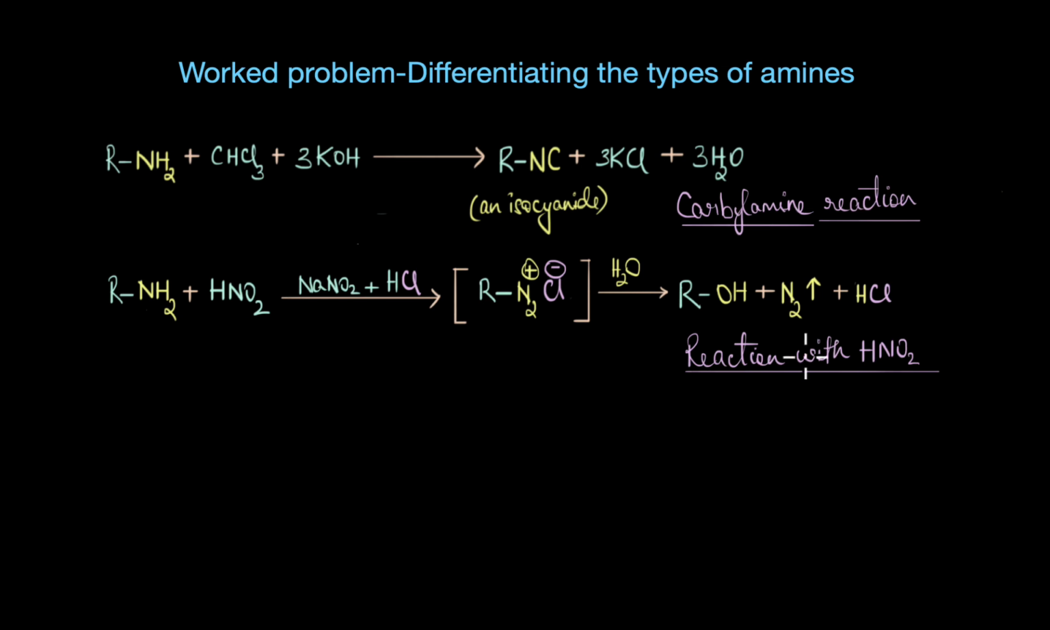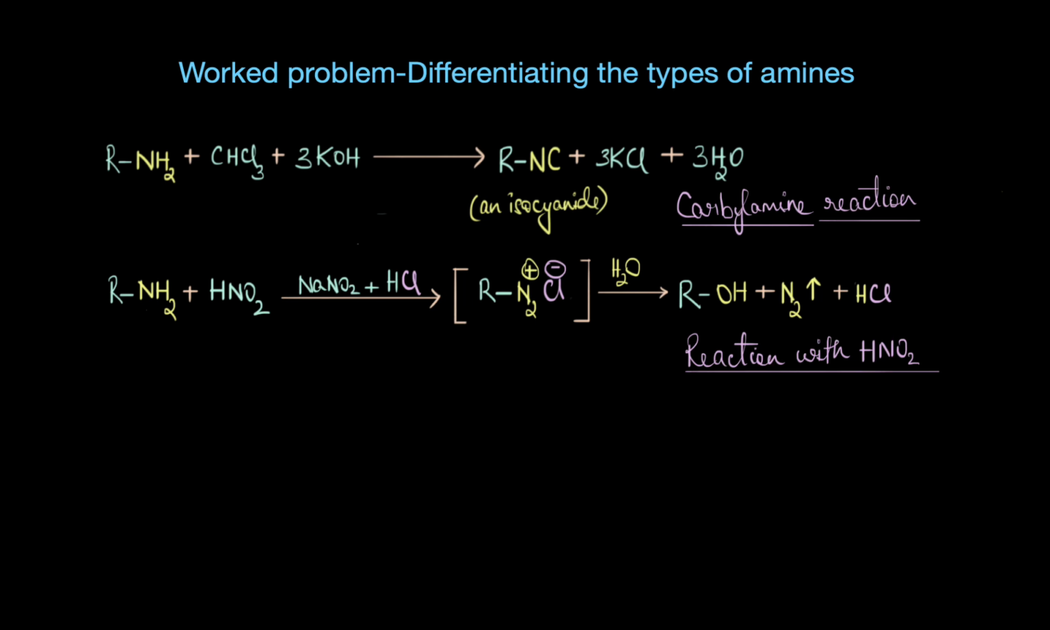Similarly, the reaction with nitrous acid also helps us distinguish between the different types of amines based on the evolution of nitrogen gas, formation of an oily liquid, or absence of any change in the reaction mixture. When we have a primary aliphatic amine, we have nitrogen gas evolution. If we have an aromatic amine, we have a stable diazonium salt, benzene diazonium chloride, being formed. In the case of secondary amines, we have an oily liquid forming, and tertiary amines will not give any reaction.